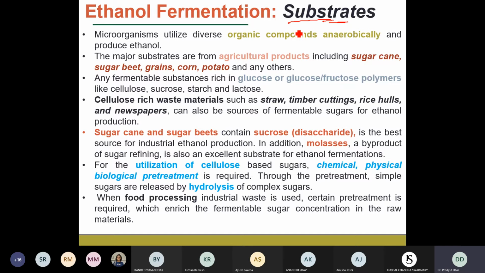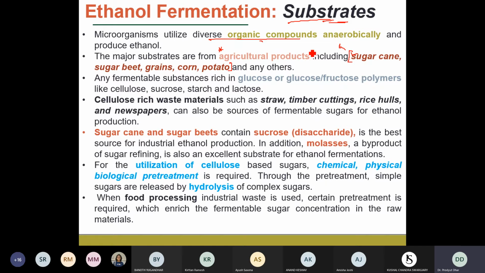Now, if you see the different substrates, in this particular case the microorganisms are going to use organic compounds, and different types of organic compounds are actually utilized. If you see the agricultural products, as I have talked about, most of the agricultural products used for ethanol fermentation are sugarcane, sugar beet, grains, corn, and potato. Generally we would not like to use agricultural products directly, because obviously the overall cost will be higher, and there will be some challenges in the overall availability of food.